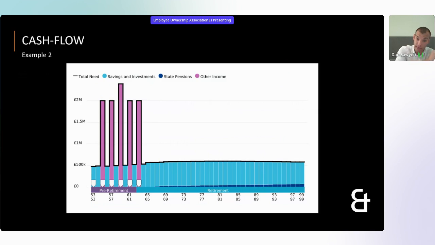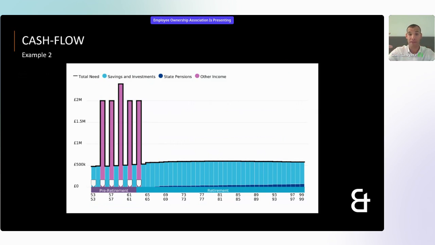So what we're showing, and each of these bars represents 1 year, is the deferred consideration, which is represented in the purple bars, being received over a period of time. The black line that runs along the very top of these bars is an expenses line. Below that is lifestyle requirements, tax, any capital expenditures, essentially.